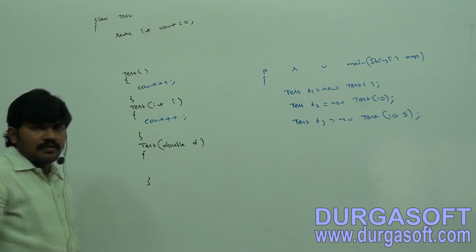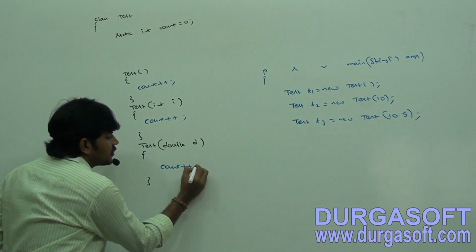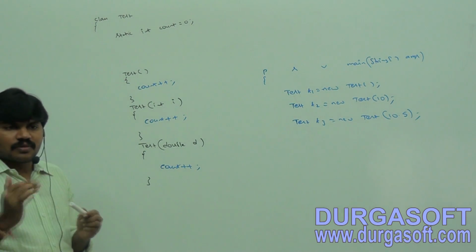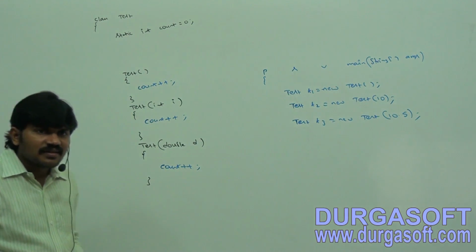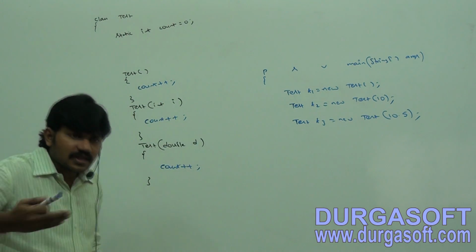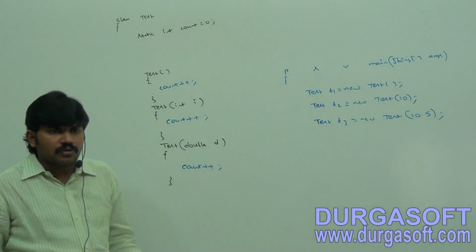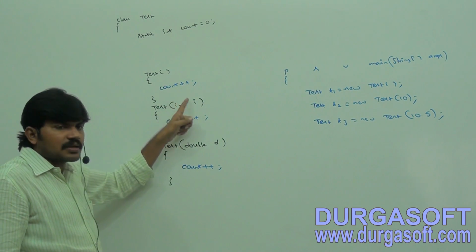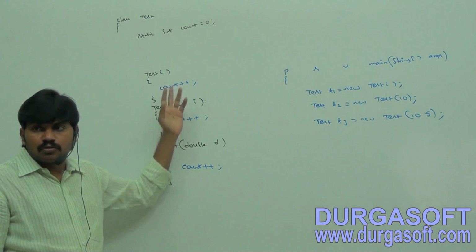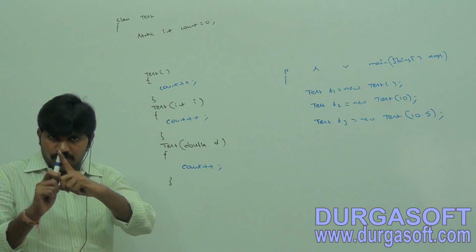Increment count. Third time, I call this constructor, then count plus plus. How many times do I have to write count plus plus? 3 times, because at runtime we don't know which constructor you are going to call. You may call the first one or the second one or the third one. That's why in every constructor we have to write count plus plus. This is the code redundancy problem. One problem.